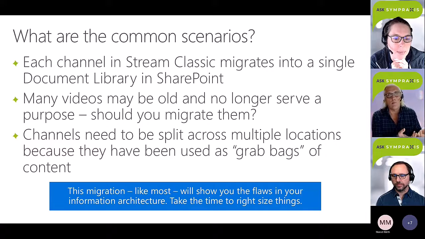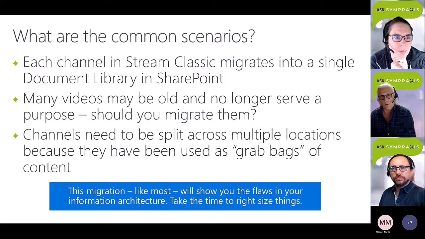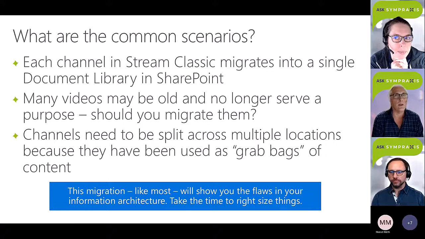And each of those containers migrates into a single location, the single document library in SharePoint. If your use of Stream Classic is relatively straightforward, that's going to cover you. You're just going to be able to lift up each channel or each group or whatever and put it into a single document library in SharePoint.